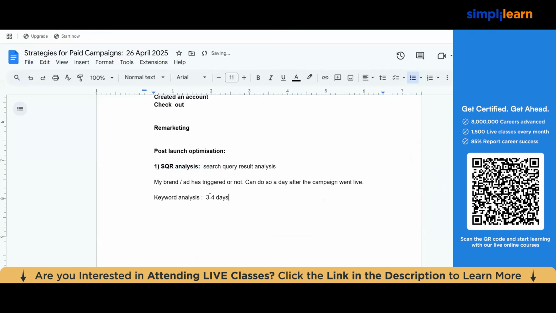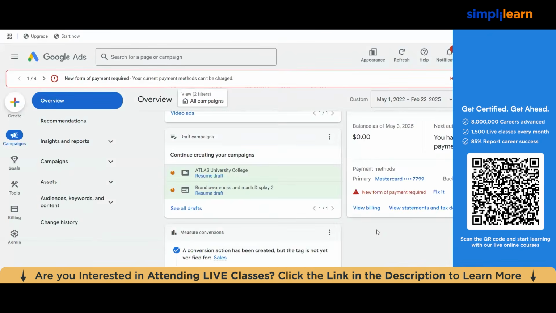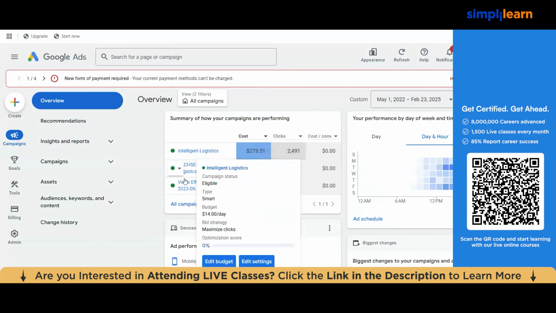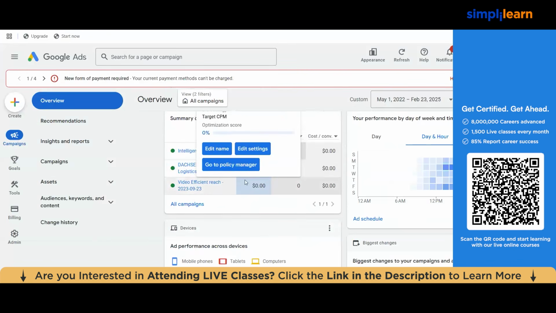So let the ad adjust, let the algorithm learn, and then the algorithm will tell you which of the keywords has performed better. Like in this case, I need to go to the keyword section. All the campaigns for the same brand, which of them is performing better and which is not. But you will get to know that for the keywords only after at least 3 to 4 days or at least a week's time, which of the keywords has done better and which has not.